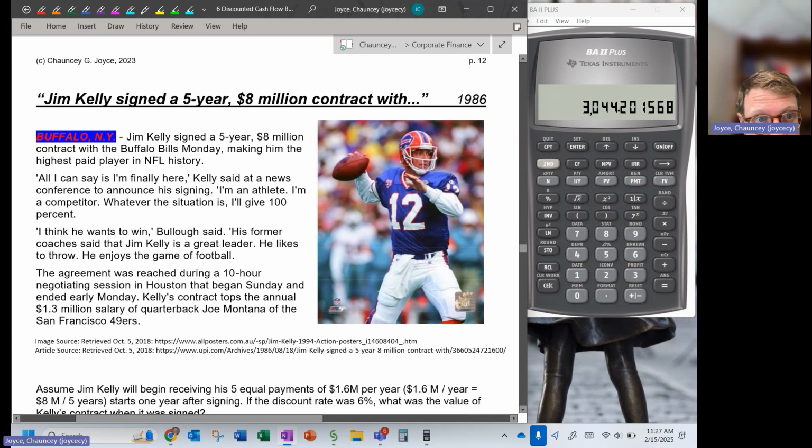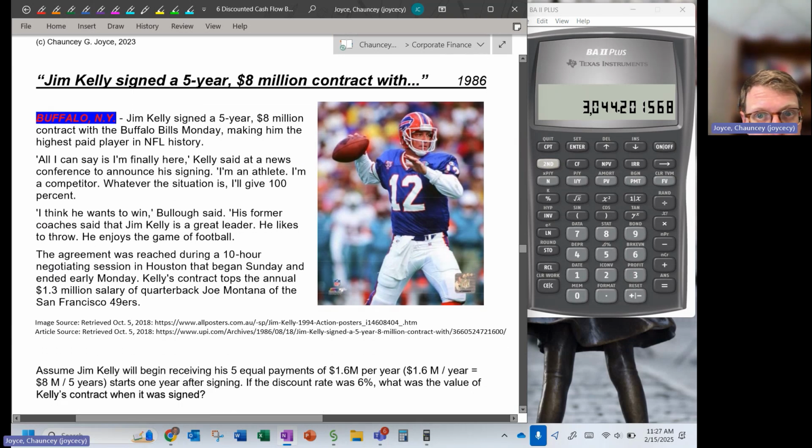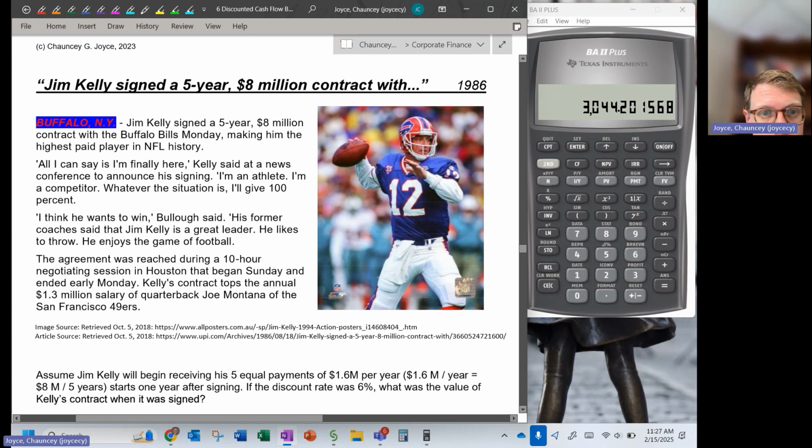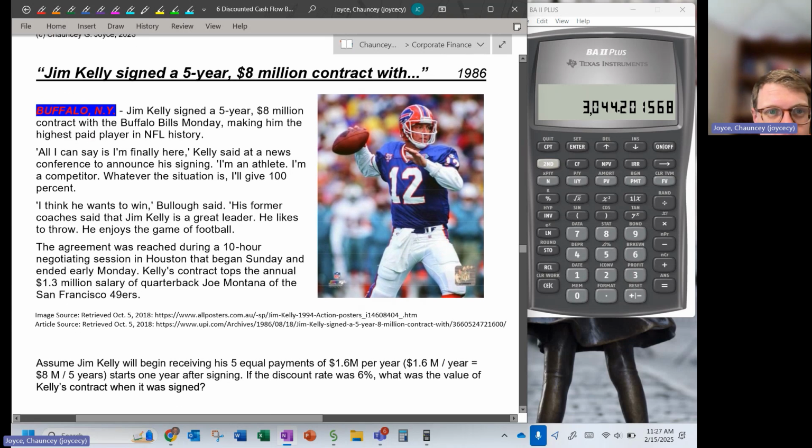All right, on to my favorite football player, Jim Kelly. 1986, he signed with the Buffalo Bills. And what I thought was cool about this article is he was at the time the highest paid NFL player in history when he signed a 5-year, $8 million contract.